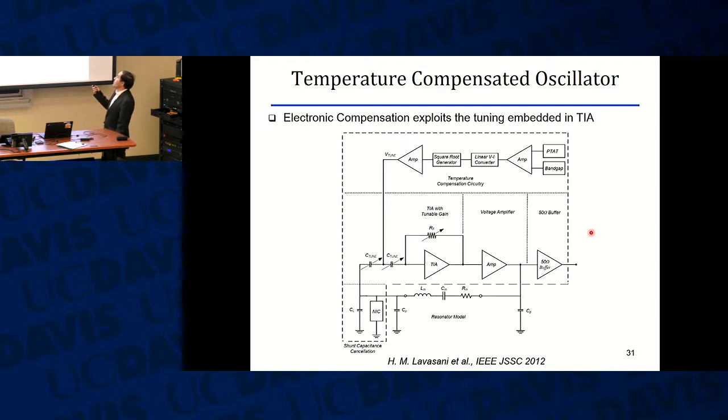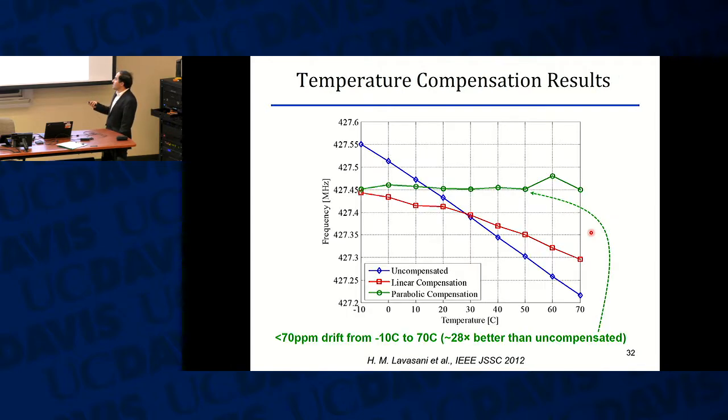That works with an on-chip temperature sensor, band gap based, and then some parabolic voltage function generator, and applying this signal to the tunable cap. And the reason we use parabolic is because we want to be more precise in determining the frequency behavior of the resonator. Usually that's not linear. So having said that, almost 1,000 ppm drift turned out to be reduced to just 70 ppm across the industry range, from minus 10 degrees to 70 degrees. And this is almost a 30 times improvement from an uncompensated design with no impact on the phase noise, okay?